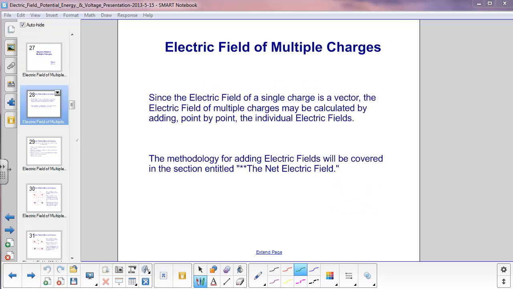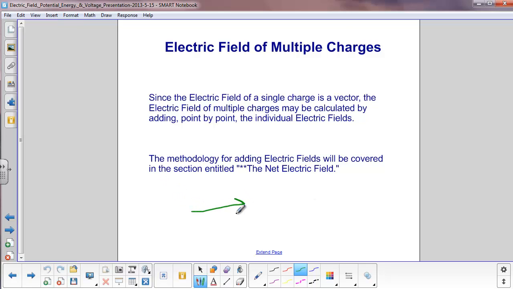Basically, since the electric field of a single charge is a vector, which means it has a magnitude and a direction like so, the electric field of multiple charges may be calculated by adding point by point their individual electric fields. So let's say at this point we have an electric field vector due to one charge. We have one due to another charge in that direction. You would just add these two vectors and get a vector in this direction.